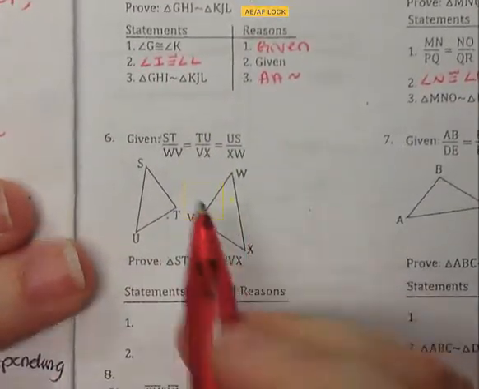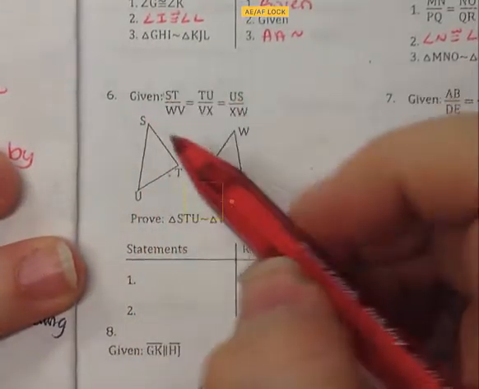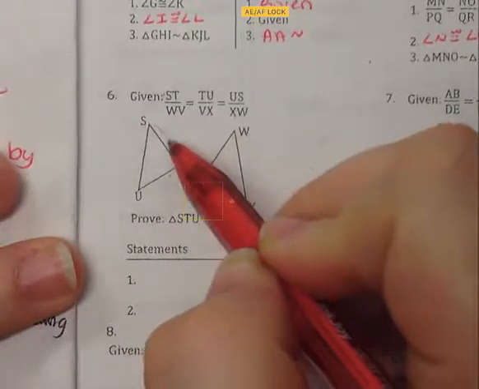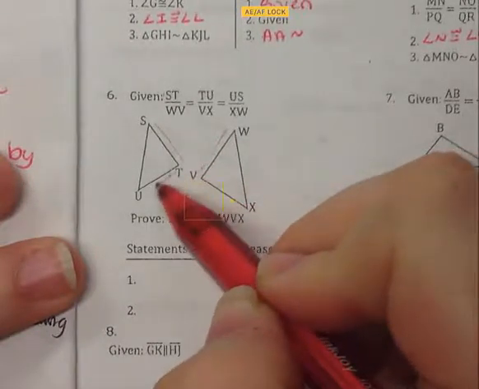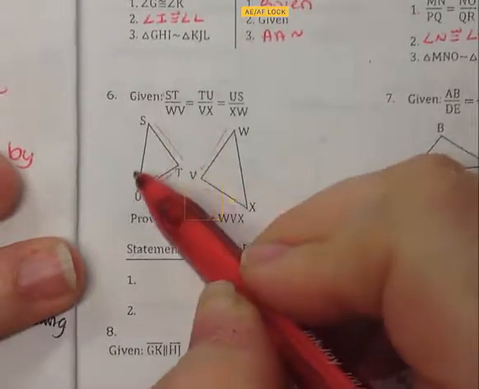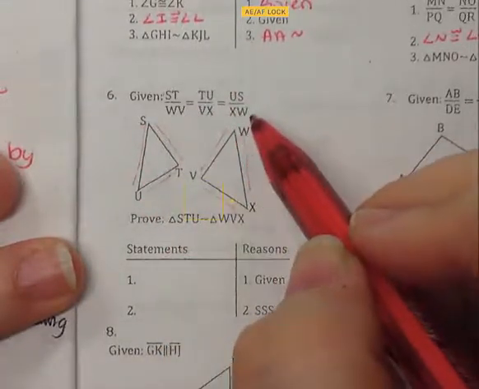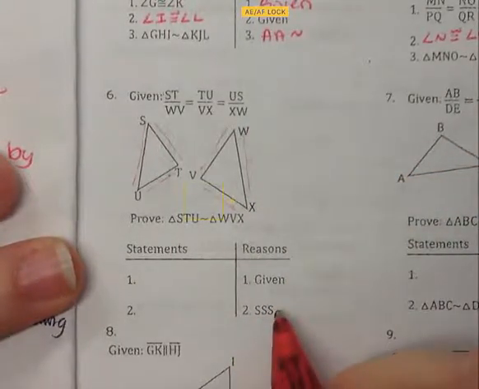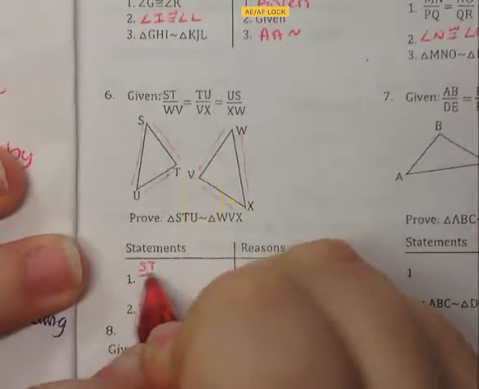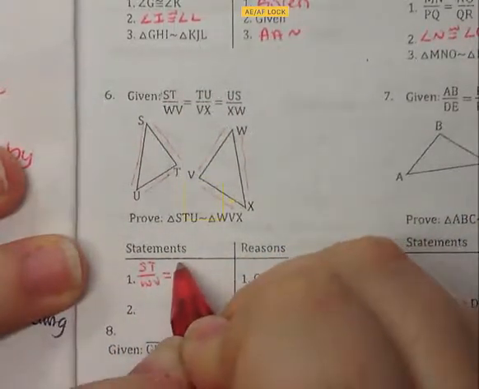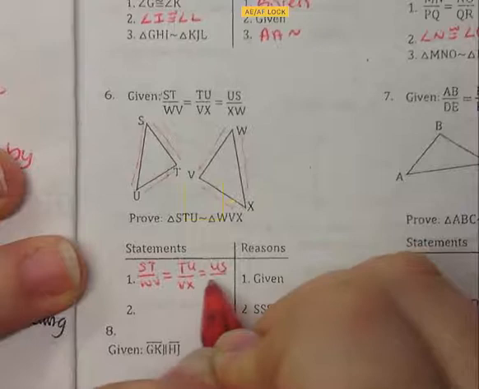On this next one, we actually have three fractions. So that automatically tells us, since ST would go along with WV, TU goes along with VX, and US goes along with XW, these three fractions tell us that we should have side similarity. So on our first statement, we're going to write those fractions. ST over WV is equal, not congruent, equal to TU over VX, which is equal to US over XW.